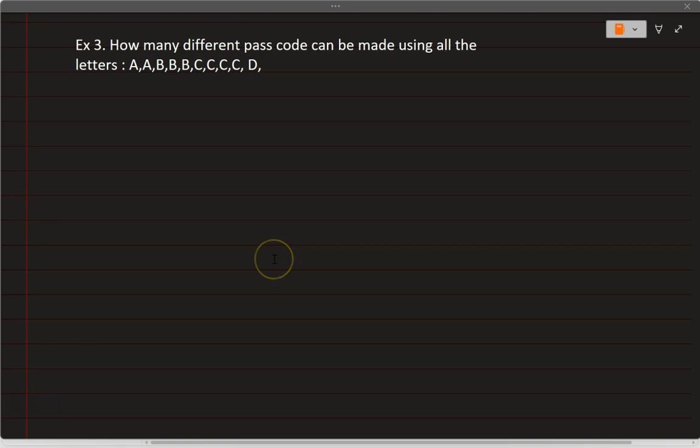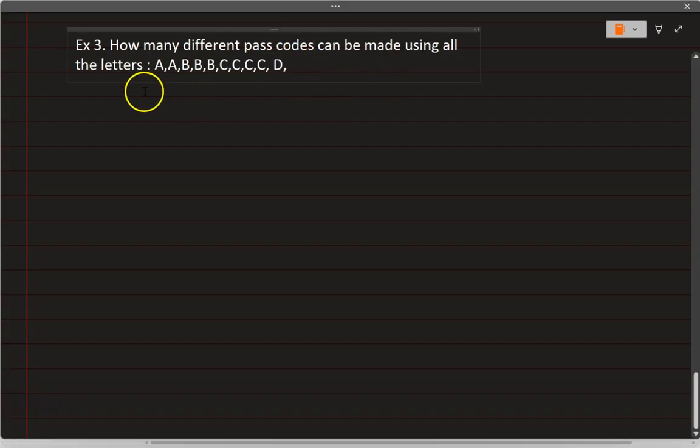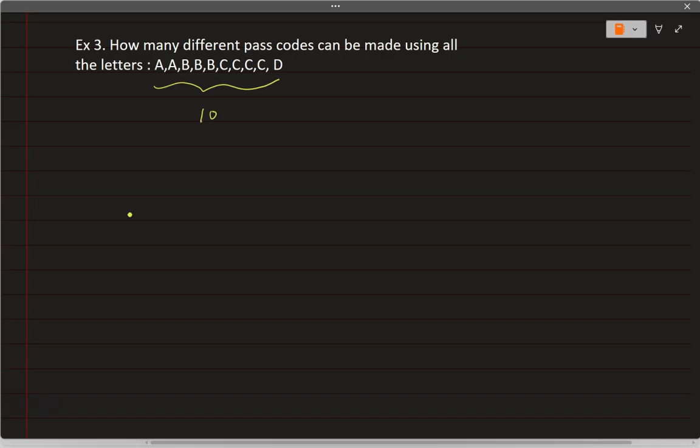Here's the last example. How many different passcodes can be made using all the letters AA, BBB, CCCC, and D? In total we have 10 objects. So in this case, nPr is 10 factorial. That's the total.